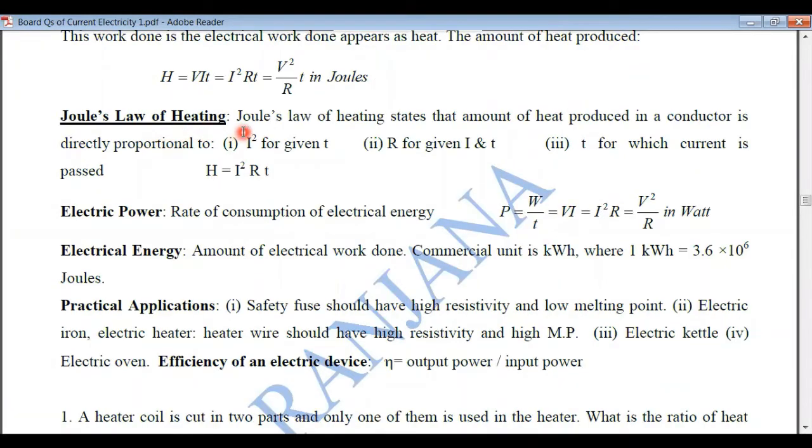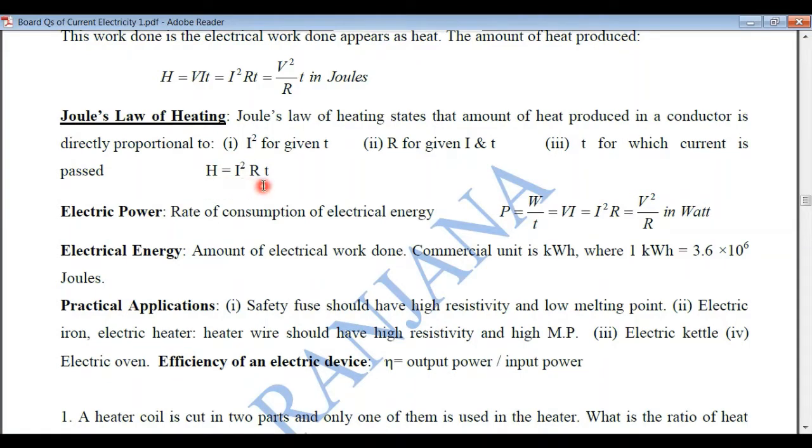Next topic, Joule's law of heating effect. It states that the amount of heat produced in a conductor is directly proportional to I square for a given resistance and for given time. And this heat produced is also directly proportional to the resistance for a given current and time. Okay, and this heat produced is also directly proportional to the time for which it is passed. So H is equal to I square R into T.